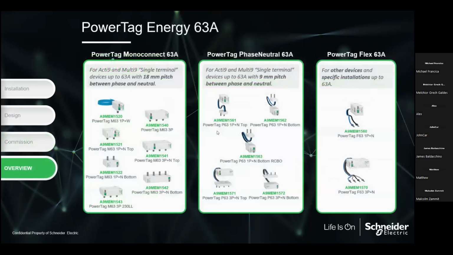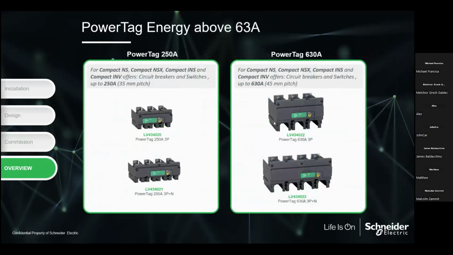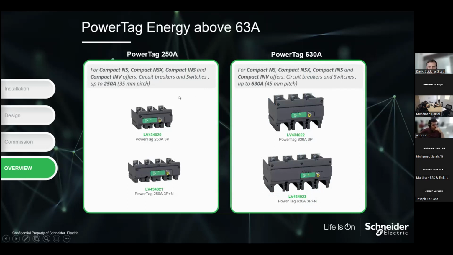Here is a sum up about the tags. So you're going to see power tag M or mono connect. This is for the 18 millimeter pitch between phase and neutral. Power tag phase neutral is for a 9 millimeter pitch between phase and neutral. And power tag flex, like I said, is for other devices or specific installations, up to 63 amperes. So the power tag is up to 63 amperes for the miniature circuit breakers. And for the molded case circuit breakers, we have two types, up to 250 amperes or 630 amperes, for only the breakers of Schneider Electric, which is the NSX or INS or INV, which has 35 millimeter pitch or 45 millimeter pitch for the molded case circuit breaker.